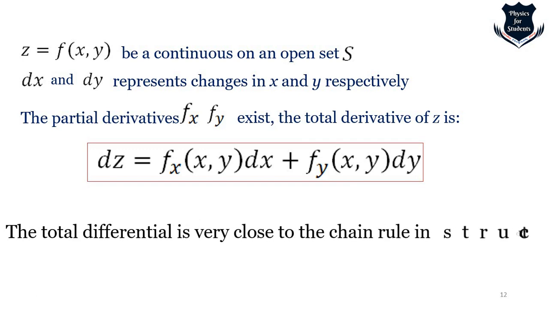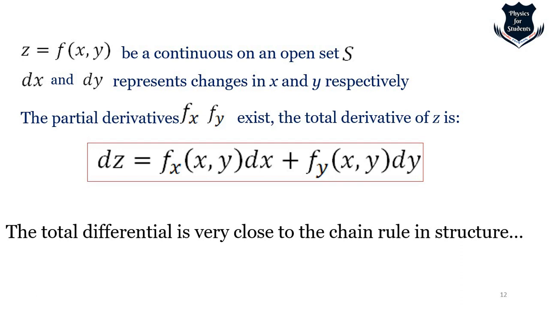So the total differential, what I mean to say by the last line, is that you will see that it is very close to the chain rule in structure. Why? Because for a function of two or more independent variables, the total differential of the function is always the sum over all the independent variables of the partial derivative of the function with respect to a variable times the total differential of that variable. Right, so let us see further for an example.